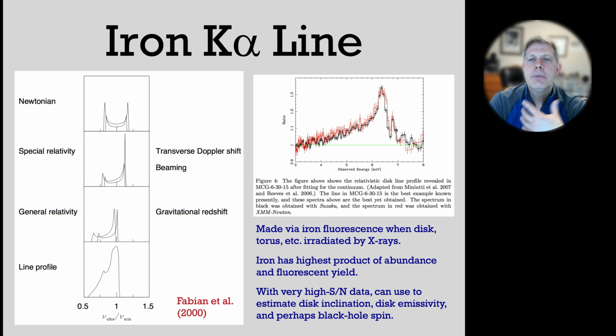And so people have developed sophisticated ways of modeling these lines. They try to disentangle all the components. And with very high signal-to-noise data, people have, with some success, used measurements like these to estimate the inclination of the accretion disk, which seems to agree with other measurements in many cases. They also constrain the disk emissivity, that is, how much emission is there at different disk radii as one goes outward. And then furthermore, some very brave souls have attempted to measure black hole spin as well.